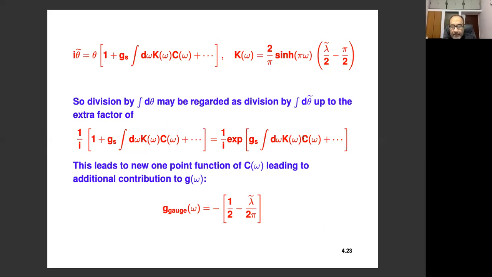So this you can interpret as a new term in the effective action because this is in the exponent. And that generates a one-point function of the closed string tachyon, which is proportional to k. Again, you have to take out the factor of 2 sinh pi omega and the factor of gs. What you are left with is 1 over pi times this, and that's exactly this. So that's the contribution that comes from the Jacobian associated with the gauge parameter redefinition. Is this clear? Are there any questions?